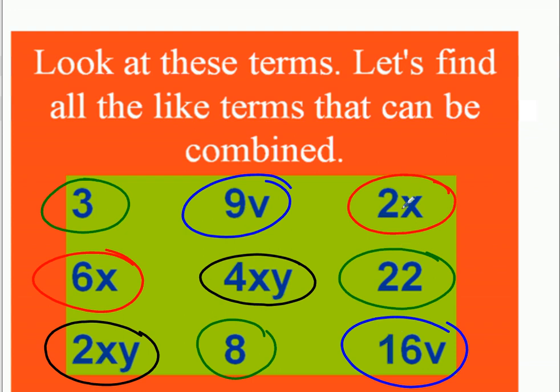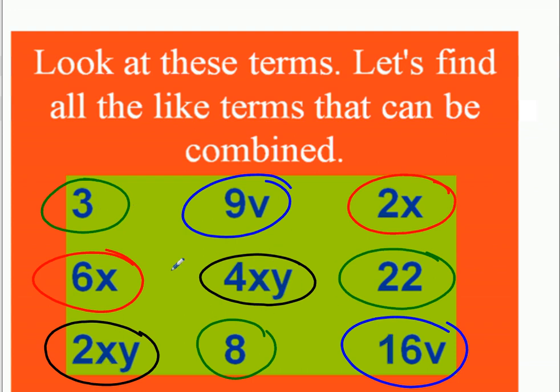Similarly, 2x can only be combined with something else that has x. So 6x can't be combined with this one because this has 4xy. That's a totally different term. So these two are like terms because they have the exact same variable raised to the same power. 2xy could only be combined with 4xy because they're the only two.